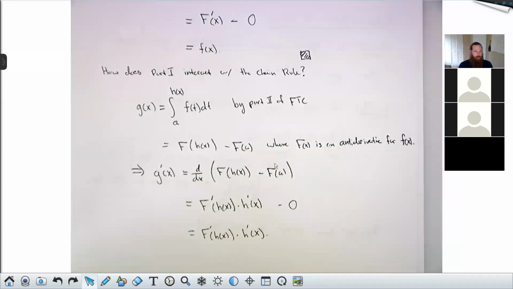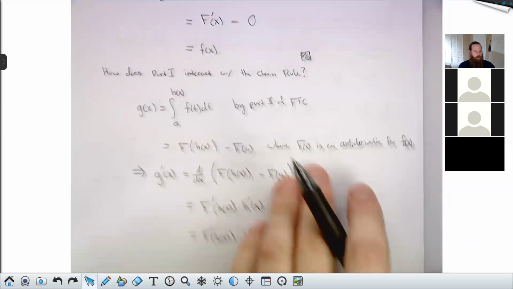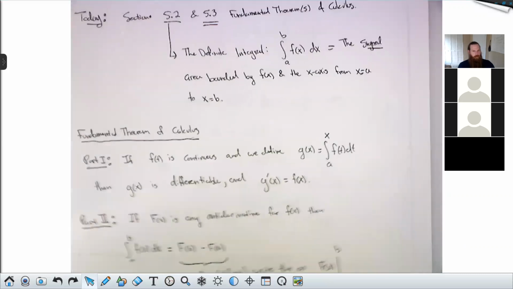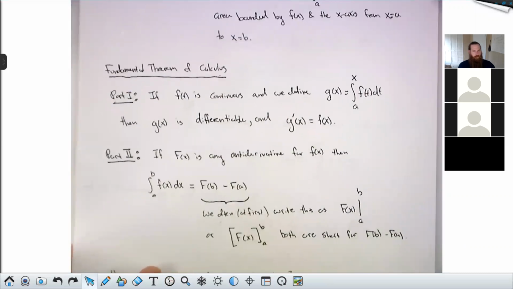Do you want to see the proof at the top of the page, Daniel, or do you want to see the statement of the theorem for part 1? Okay, yeah, we'll go back here. So here's the statement of the theorem, part 1 and part 2.